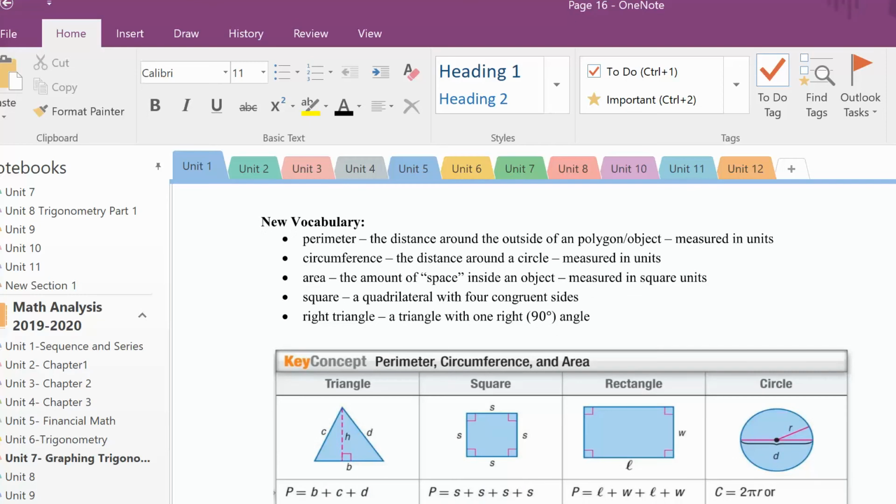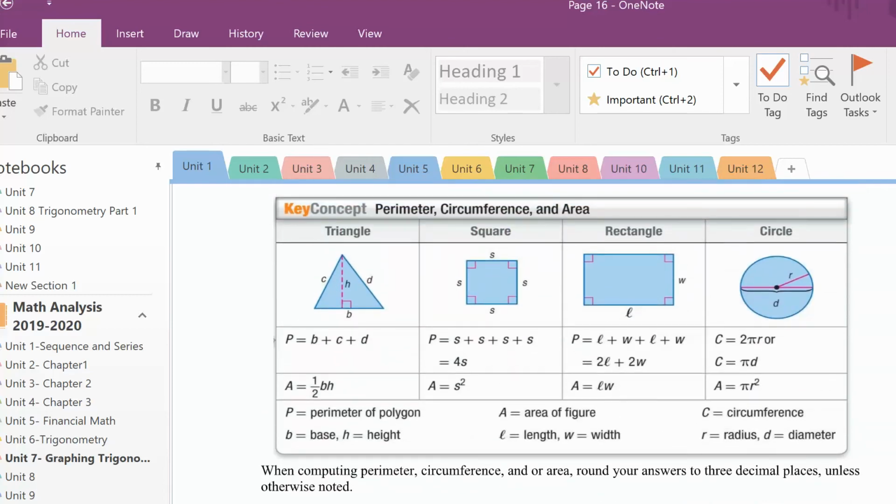So some new things to think about for the next page. Perimeter. Well, perimeter, remember, is the distance around an object. So basically, you're adding all the sides together. Circumference is the perimeter of a circle, the distance around a circle. And we'll talk about the formulas. The area, remember, is the amount of space inside of an object. Remember, it's measured in square units, whatever units squared. A square is a quadrilateral with 4 congruent sides, and a right triangle has a 90-degree angle.